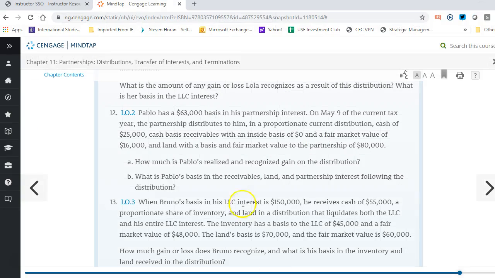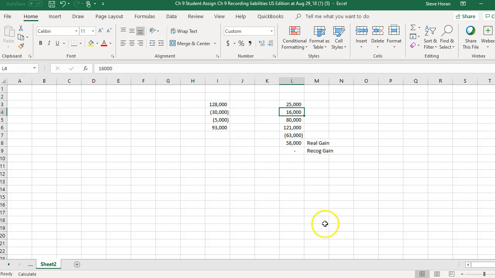So if you go back to the question here, when he begins to receive the receivables, that will be taxable income. If he ever sells the property, that'll be taxable income. And the key reason behind this is that the cash distributed is less than his basis. So he received 25,000 in cash, and the key here is that is lower than his basis of 63. That's why this is a recognized gain of 0.